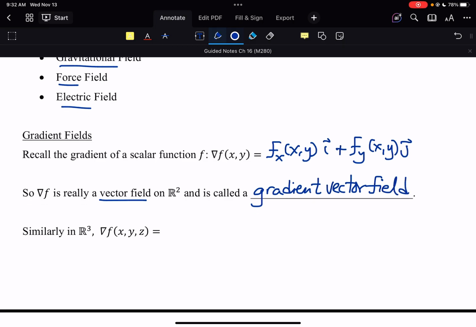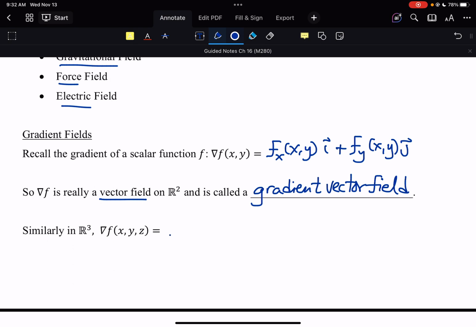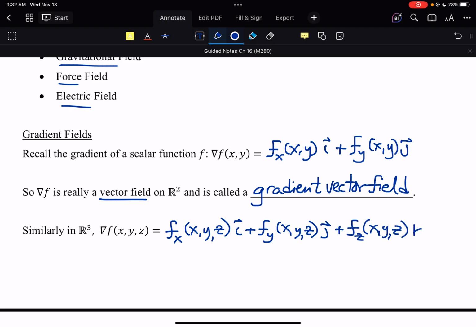Similarly, we can work in R3 as well. So we have fx of xyz with i plus fy of xyz with j plus fz of xyz with k. So we can work in R2 or in R3. But the gradient vector field is just the gradient. It's the gradient that we're used to, but now we can apply it to any number of points in a domain, not just one point at a time.